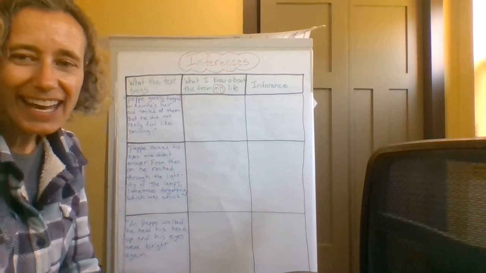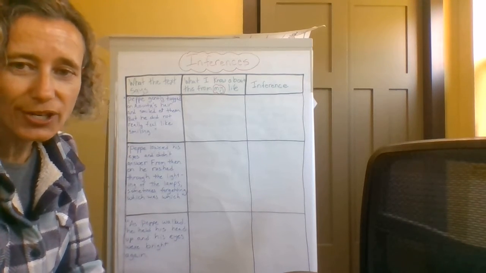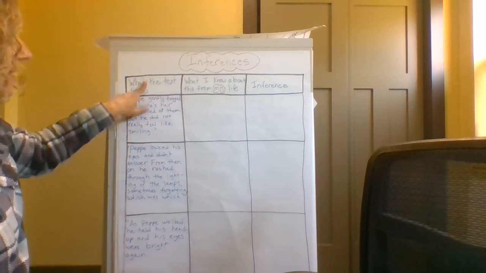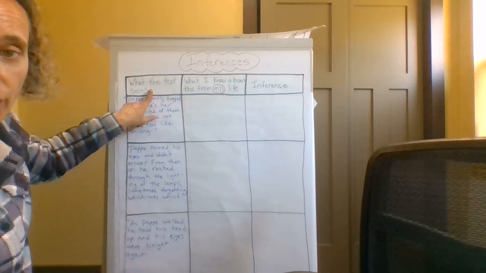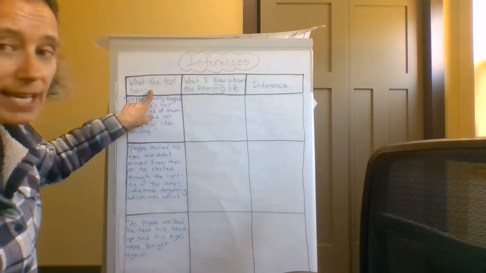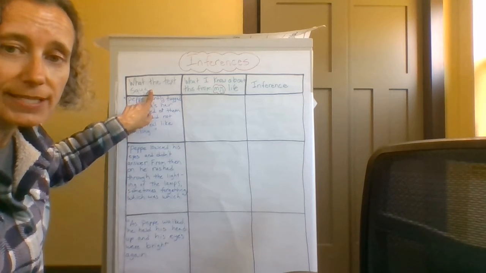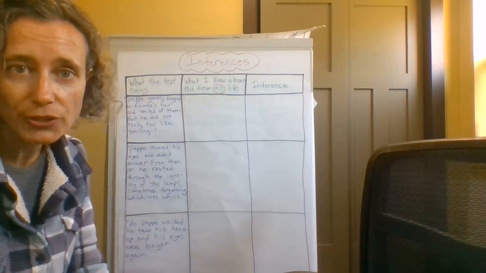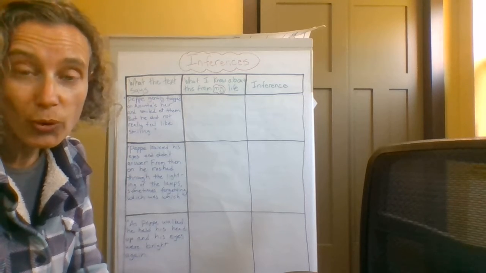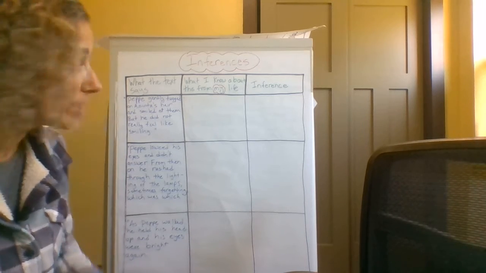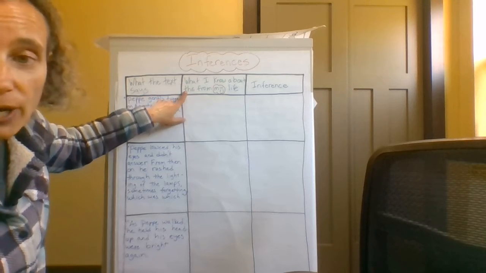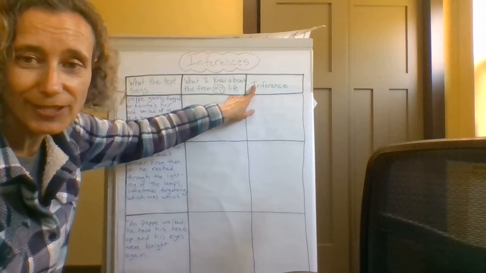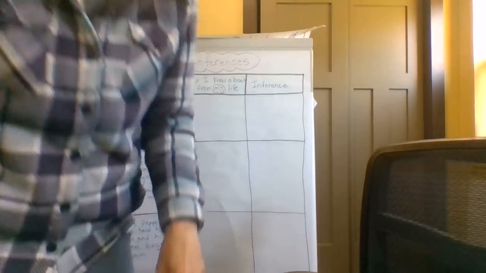Okay, now that you have your chart, we're ready to start. We are going to do the first one together. This part, which you didn't put on your chart, says what the text says, and so this has the quote in it. I'm going to read the quote and then I'm going to read you the part of the book that the quote is from, and we will figure out what we know about this from our own life, and we will then make an inference. Here we go.